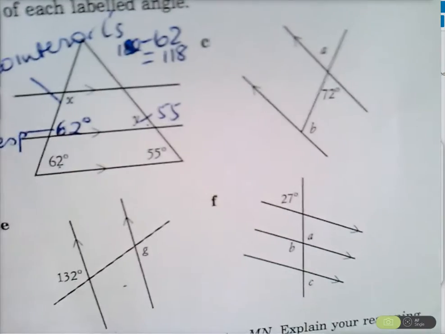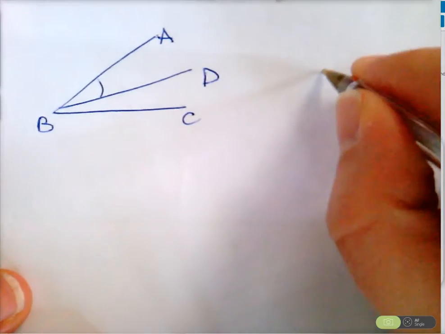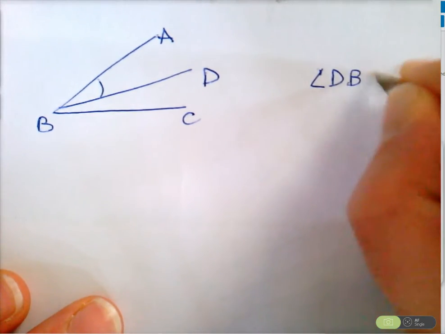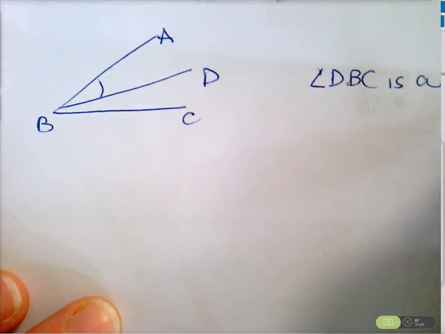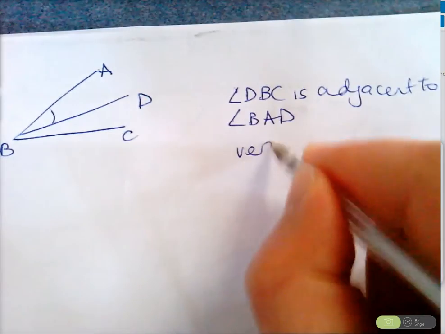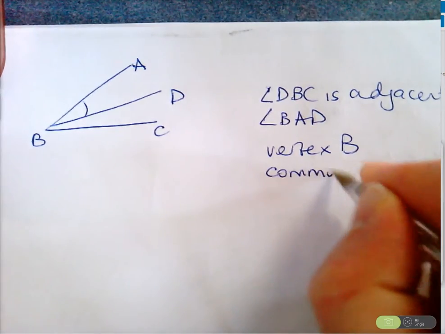Which other ones? The first thing is, if I've got angle A, B, C, D, which angles is adjacent to angle ABD? What does adjacent mean? Next to. So angle DBC is adjacent to angle BAD. What's the vertex of those angles? Vertex? What's the common arm of those angles? BD.